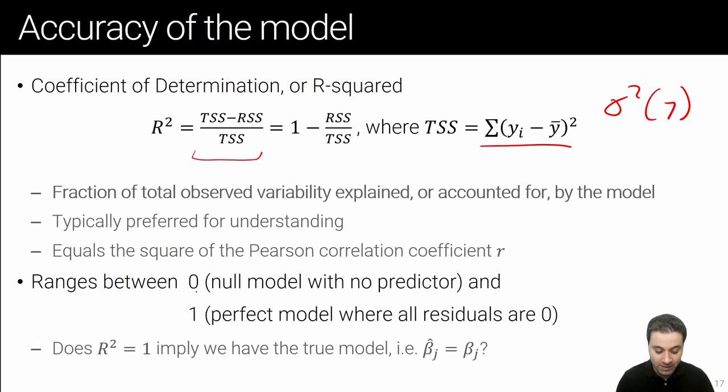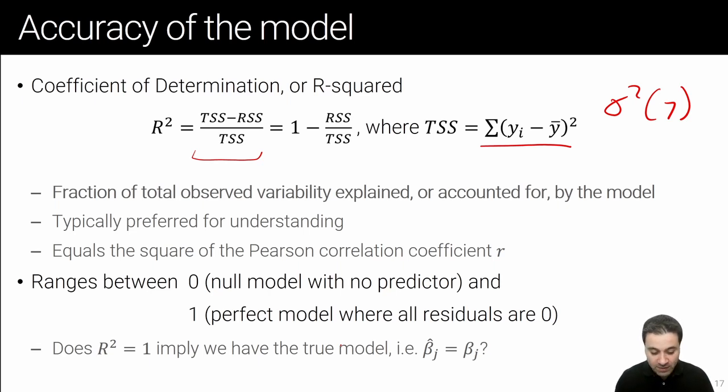If we have an R-square of 0, that means we are able to explain absolutely nothing about the data. It would be a model with no predictor whatsoever. And then if we have an R-square of 1, that means we have a perfect model for the data set. That means we have a model that goes exactly through all the observations. There's no residual. The model is perfectly fitting the data.